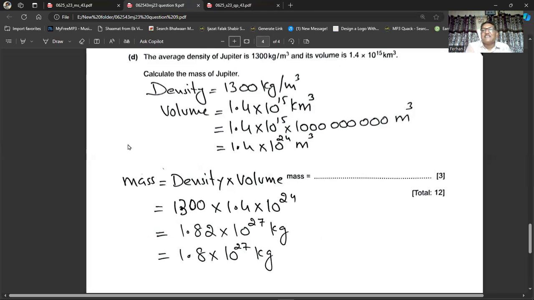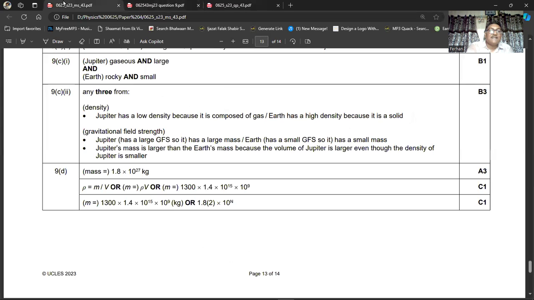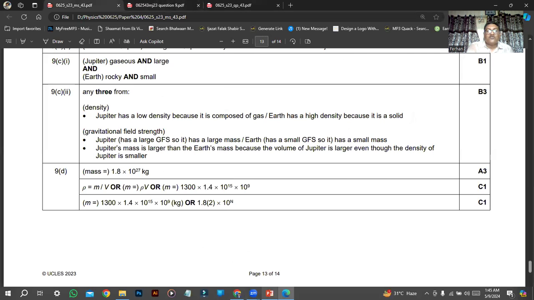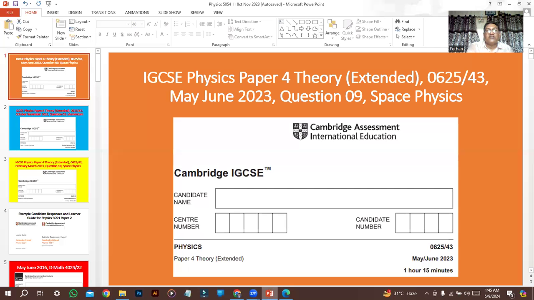The mass is density multiplied by volume. Density is 1300 kg per meter cube. The volume is 1.4 expo 24 meter cube. When you multiply them on your calculator, you will get 1.82 expo 27 kg. 1.8 expo 27 kg is the right answer. So hopefully you understand this. So we are done with this question.